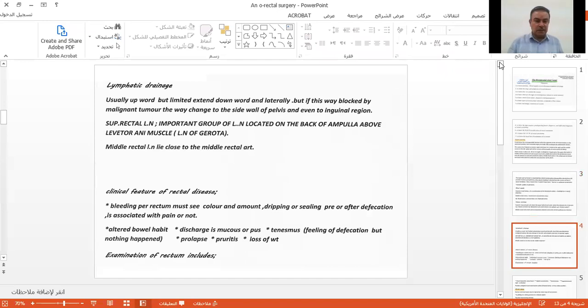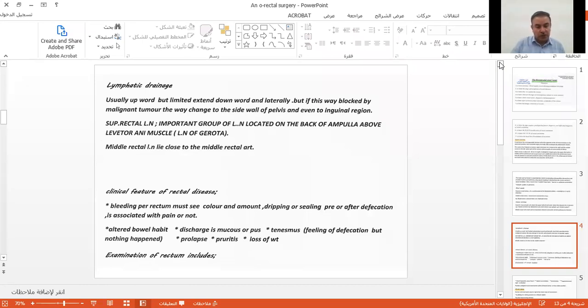Lymphatic drainage is usually upward, to a limited extent downward and laterally. But if this way is blocked by a malignant tumor, the drainage changes to the side wall of the pelvis and even to the inguinal region. The superior rectal lymph nodes are an important group located on the back of the ampulla above the levator ani muscle, the lymph node of Gerota, and the middle rectal lymph nodes lie close to the middle rectal artery. So the lymphatics correspond to the arteries.